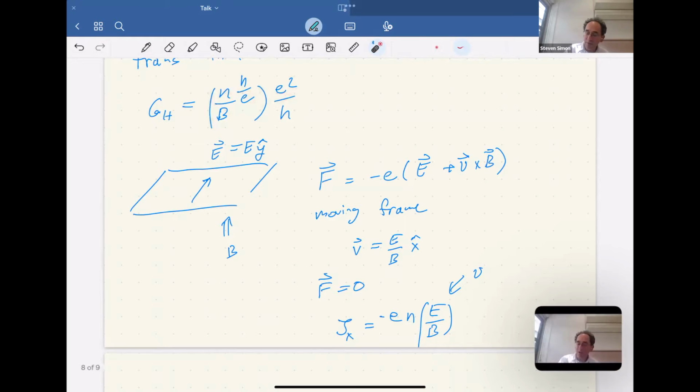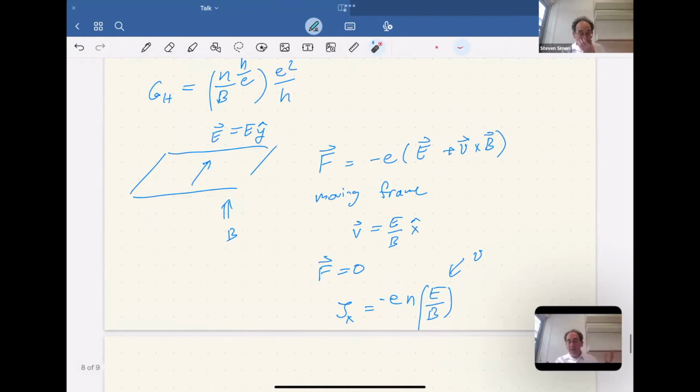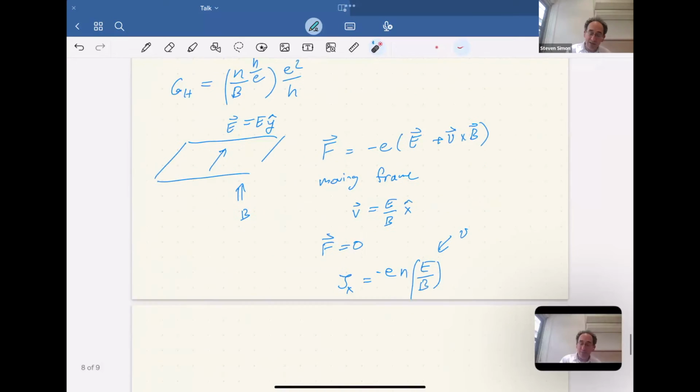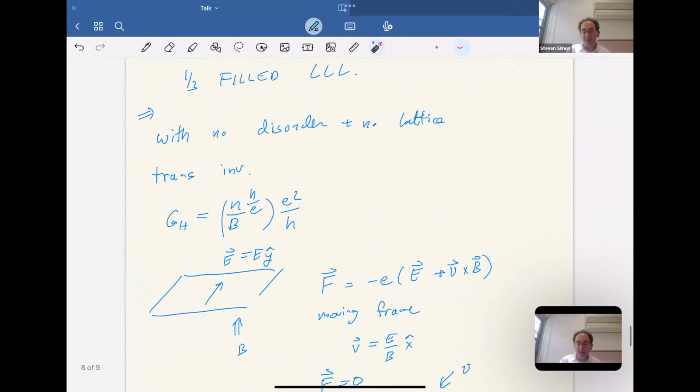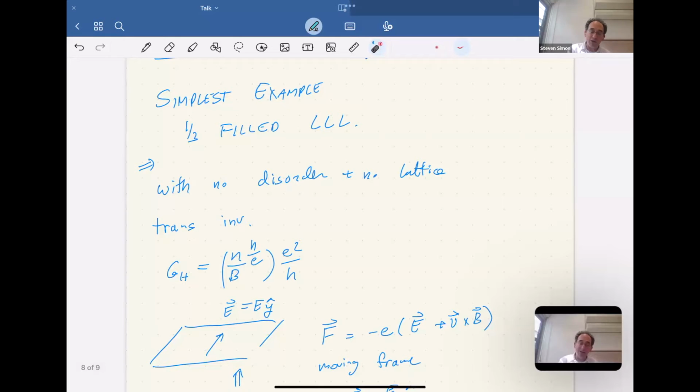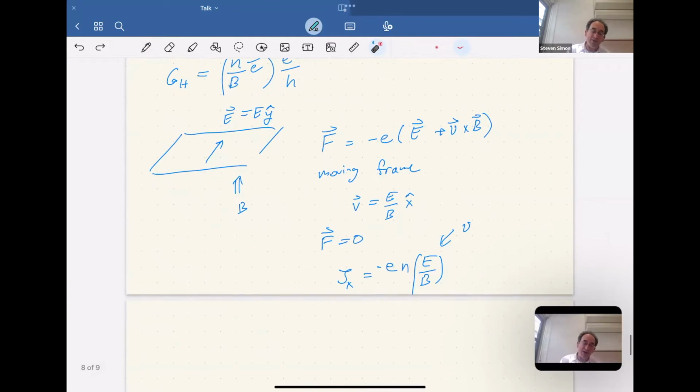So basically, it says if I shift into a moving frame, I get rid of the electric field and everyone stays still. And this is true for any system of free electrons with no disorder, with no lattice; you would always have exactly this Hall conductance. So how is it that I'm going to get this nice quantization of my Hall conductance? Well, this is true for integer and fractional quantum Hall effect.